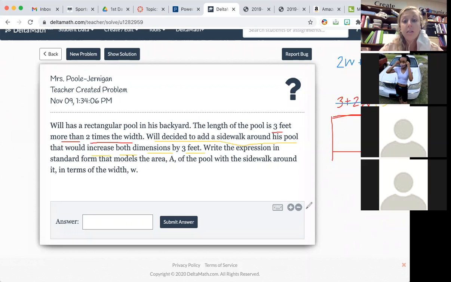So there's the length, there's the width. It says write the expression in standard form for the area. So how do I find the area of a rectangle? Multiply length times width. Good. Both my girls, y'all are killing it. Get y'all all the extra credit. 2W plus 6 times W plus 3.